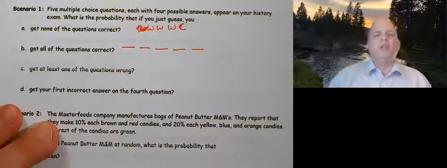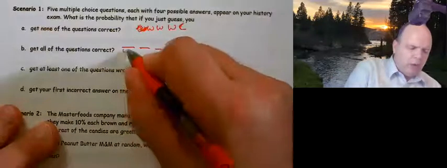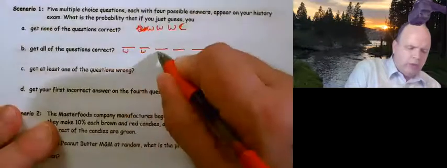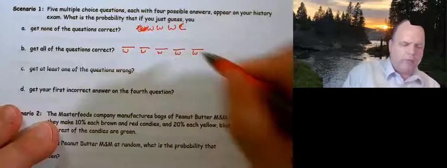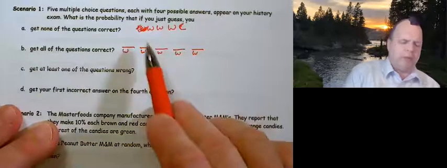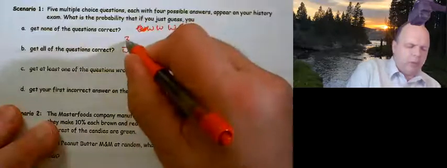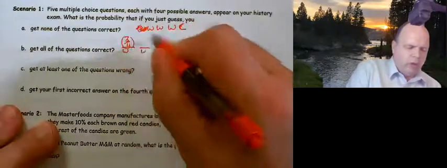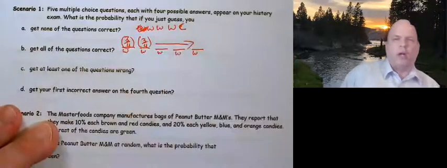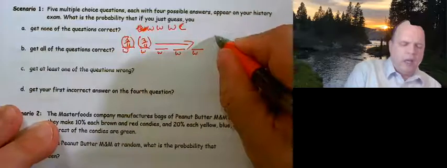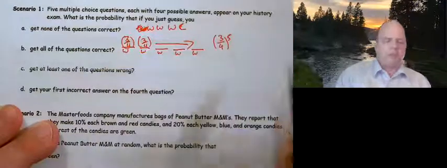What's the probability you get none correct? That means this one has to be wrong, this has to be wrong, this has to be wrong. Basically, all of them have to be wrong. All 5 of them have to be wrong. Well, what's the probability of getting it wrong? Well, 3 out of 4 possibilities. So I see 3/4 times 3/4. And pretty soon I go, oh, that goes all the way across. So I can go ahead and write it as 3/4 to the 5th power.